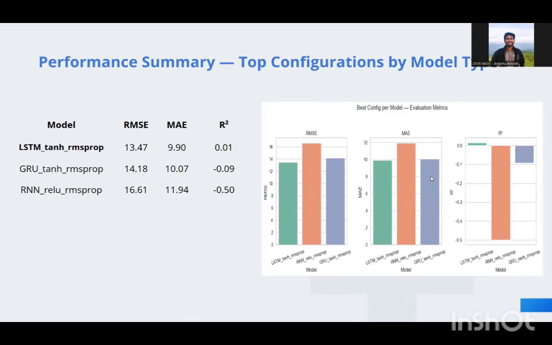Here you can see the evaluation results, and the best model was the LSTM with tanh and RMSprop, scoring an RMSE of 13.47 and a slightly positive R square. GRU came close, and RNNs underperformed, likely due to vanishing gradients and shallow memory. Tanh consistently outperformed ReLU, and RMSprop worked better than Adam for our short sequences. Across all the classical and neural models, LSTM with tanh and RMSprop stood out, and we locked it in as our final model for downstream use.